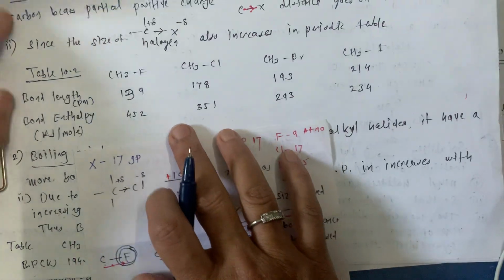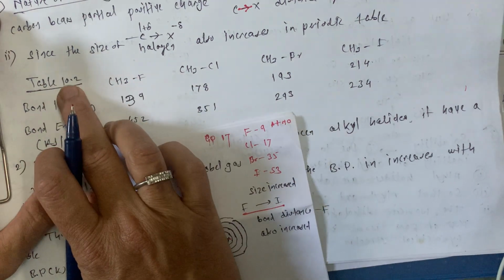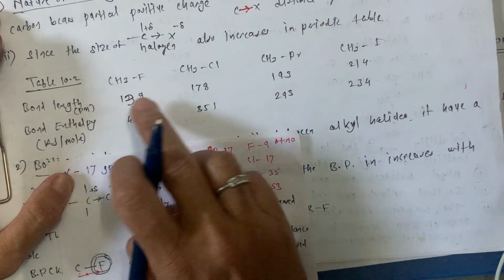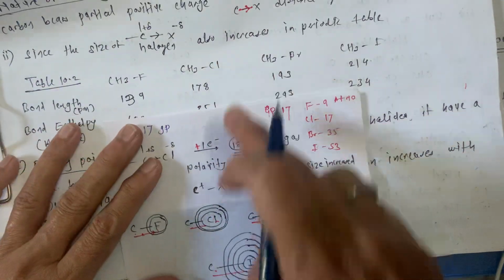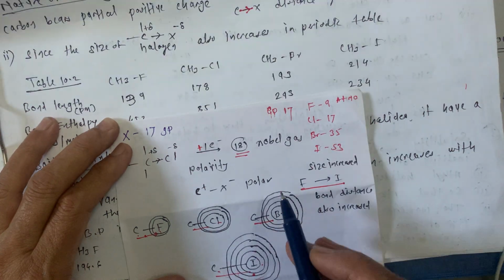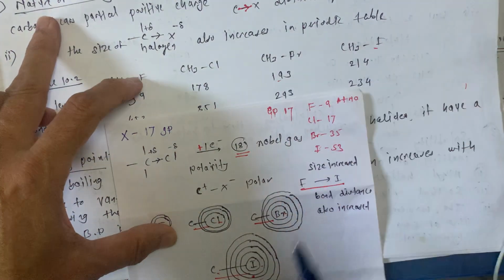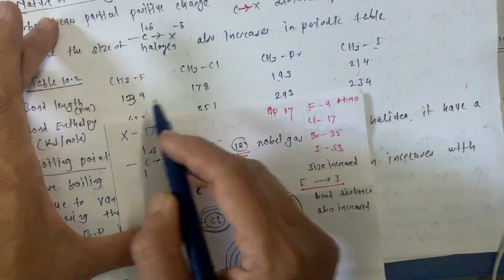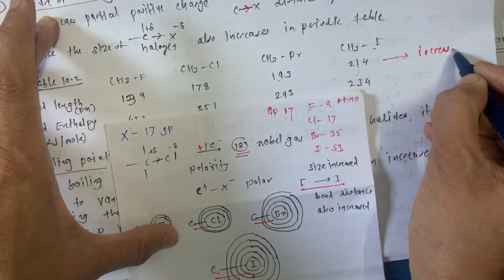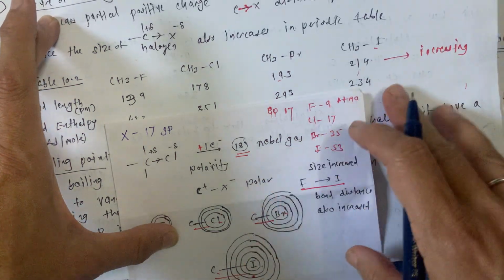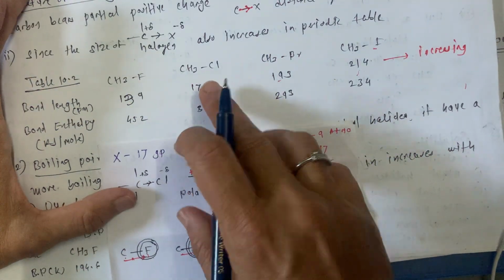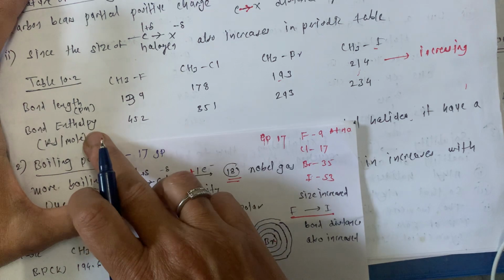See now, here data is given in Table 10.2. The CH3F bond length is 139 picometer. Then in CH3Cl this is 178, in CH3Br this is 193, while in CH3I this is 214. Bond length goes on increasing as size goes on increasing, or atomic number goes on increasing. So related to this, or depending on this, is bond enthalpy.